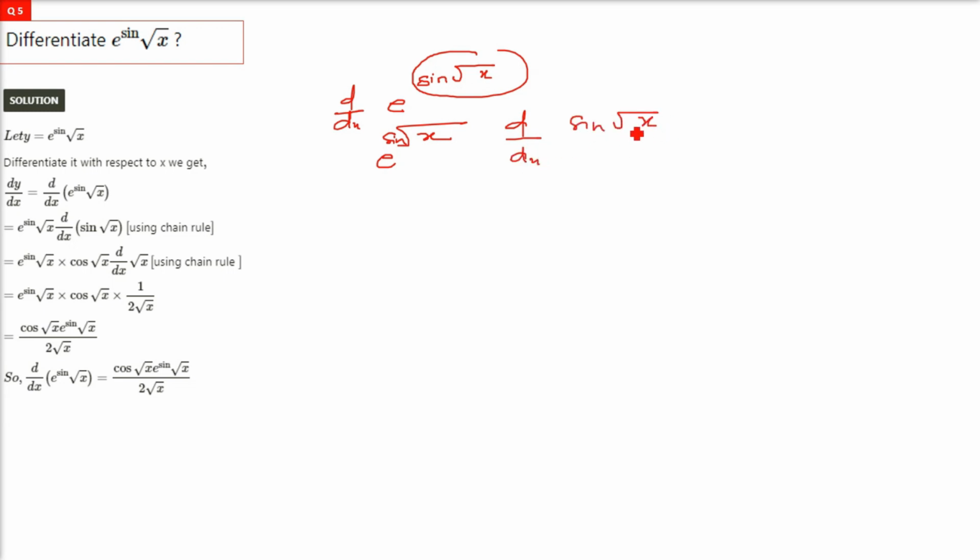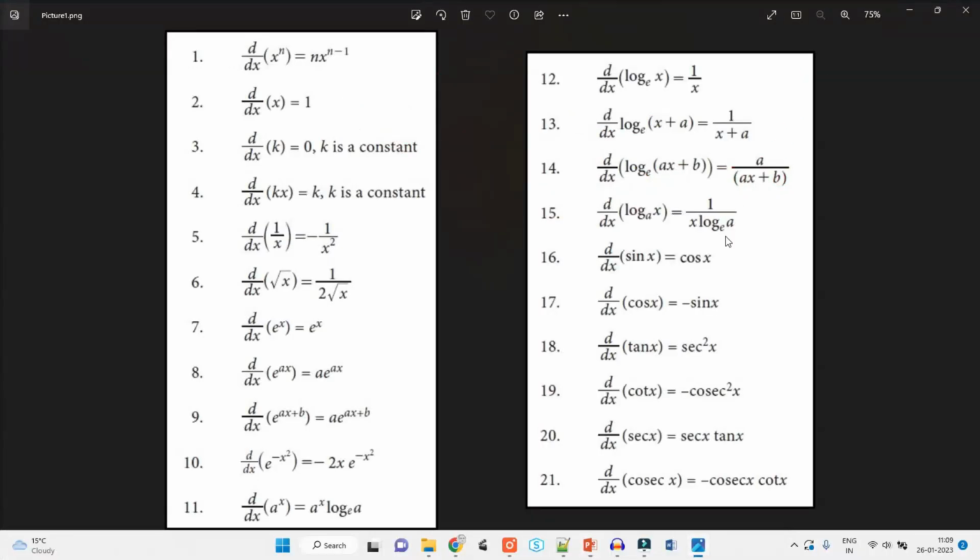What is the derivative of sine root x? Again, assume this root x to be theta. So d by dx of sine theta is cos theta, so cos root x. Then you have to differentiate root x. d by dx of root x is what? 1 by 2 root x. Now this result you know already, because d by dx of root x is 1 by 2 root x.